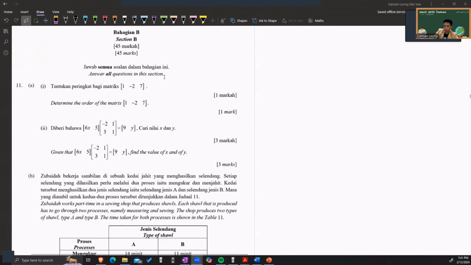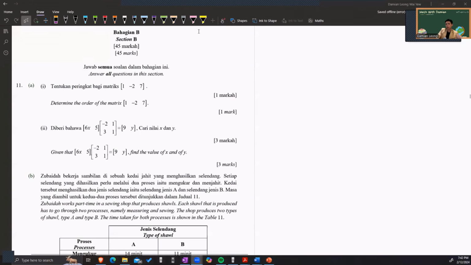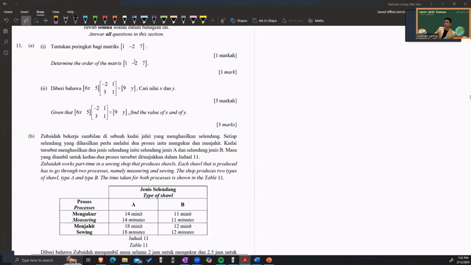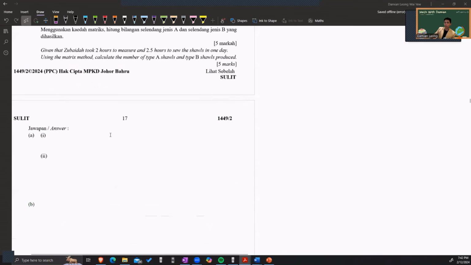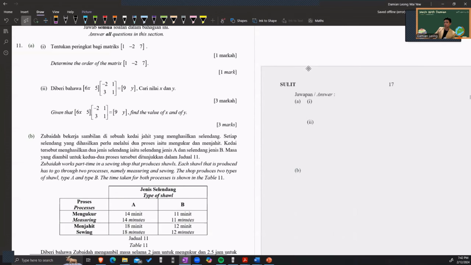Then, yeah, look at section B question. We look at question 11. So part A, A1, we just want to determine the order of the matrix. So order of matrix, make sure you go row and then column. Number of rows and number of columns. So in this case, there's 1 row, 3 columns here. So it's a 1 by 3 matrix. Okay, 1 by 3. Okay, maybe I put beside here. Okay, 1 by 3 matrix.